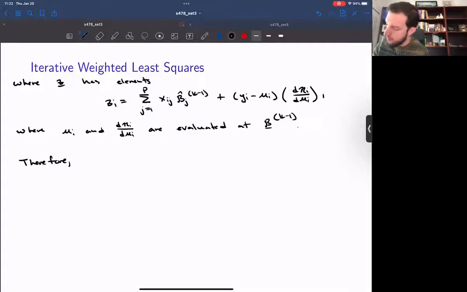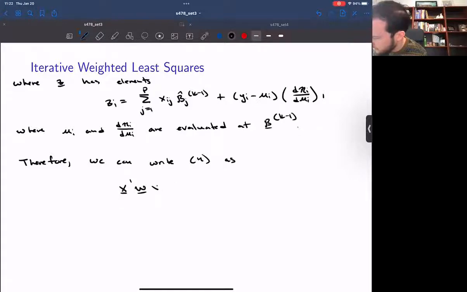All right, so therefore, we can write X transpose W X beta hat K is equal to X transpose W Z. Right.